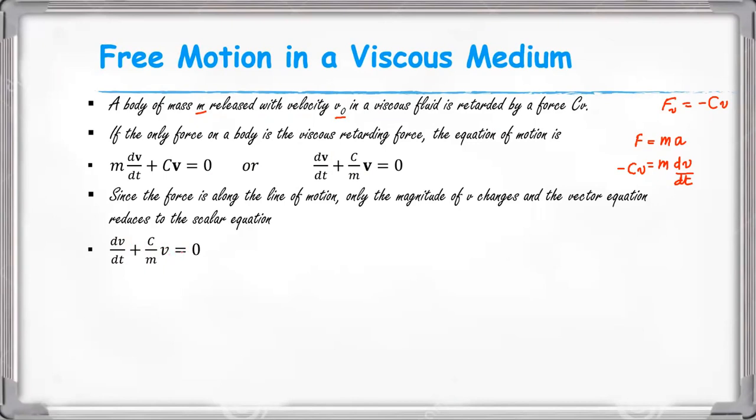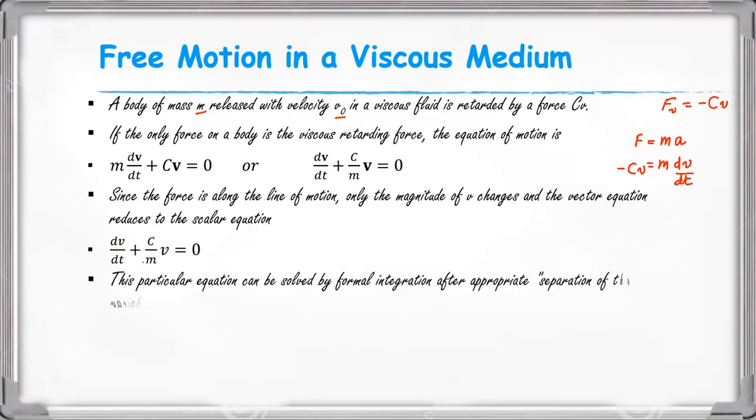So to obtain the variation of v, how the velocity changes, we have to integrate the differential equation. For integrating this differential equation, we can use the method of separation of variables.